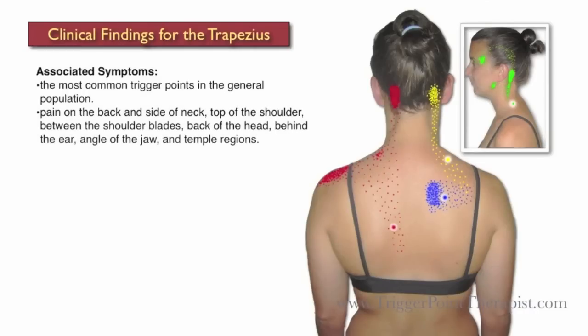Clients will present with pain on the back and side of the neck, top of the shoulder, between the shoulder blades, back of the head, pain behind the ear, at the angle of the jaw, and in the temple regions. Occasionally, clients may present with a quiver-like sensation in their upper arm.